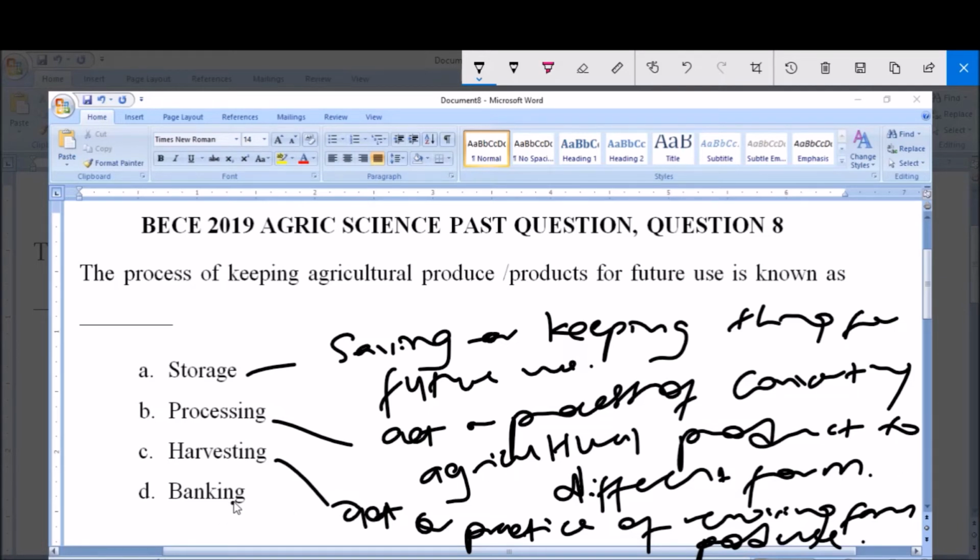Then banking here has to do with money. Banking here has to do with money. That is for business purposes.